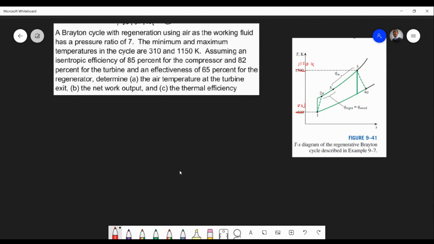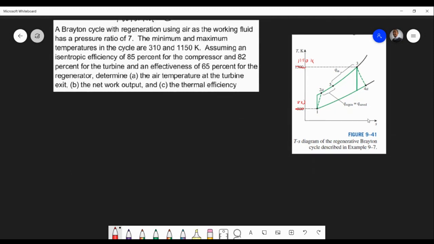Okay. So let's get our air temperature at the exit of the turbine. Obviously, at the exit of the turbine, that's going to be 4A, right? So I'm going to give you guys around 5 minutes, then I'll step in. If there's any other question you want to ask in between, you're free to ask.